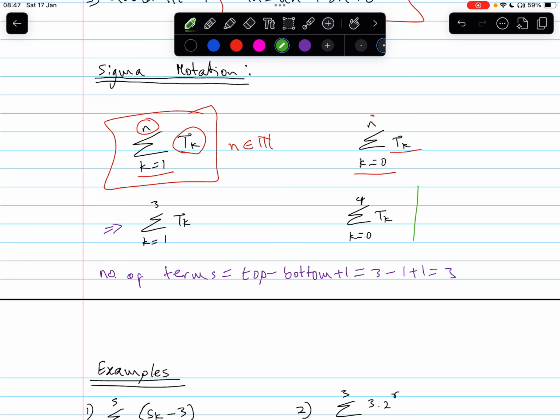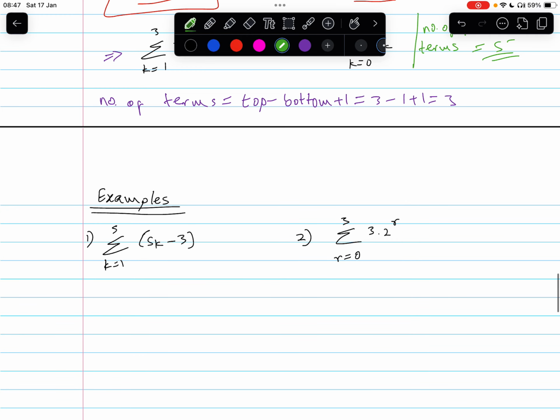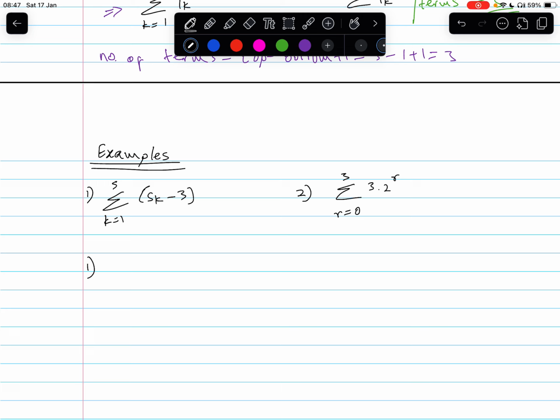And then for this one, the number of terms would be top minus bottom plus 1. So here we'll be adding 5 times. I hope that's clear. So let's quickly look at some examples and do some calculations, starting with the first one. We need to evaluate this. We'll do it nice and slow, in maybe 2 methods.